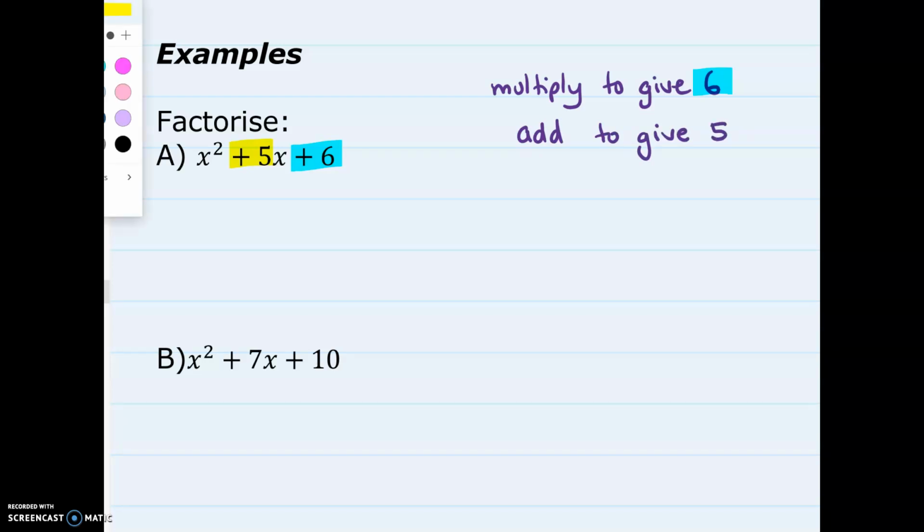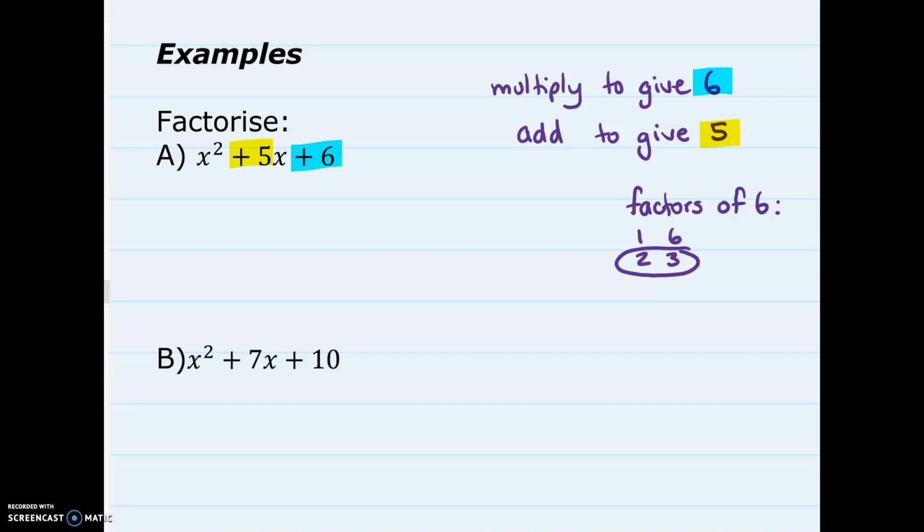So it's a bit like the questions we did in the warm-up. I want you to think of two numbers that times to give 6, add to give 5. So start with the numbers that multiply to give 6. The factors of 6 are 1 and 6, 2 and 3. That's it. Now I want the combination that adds to give 5. That's the 2 and the 3.